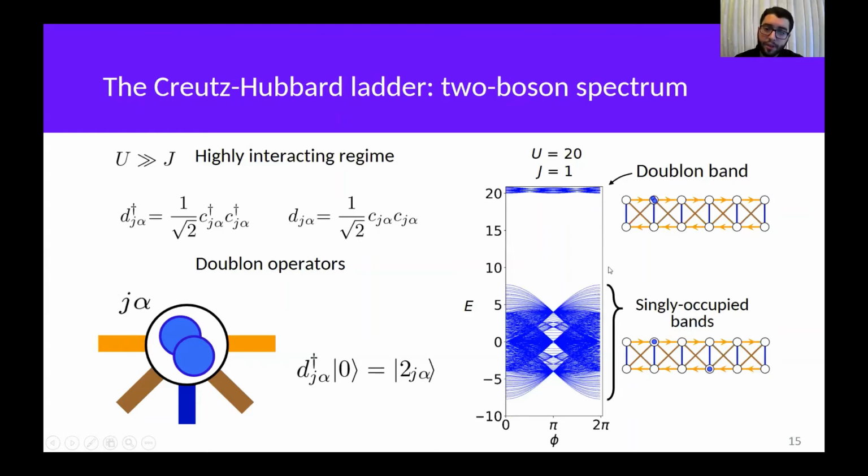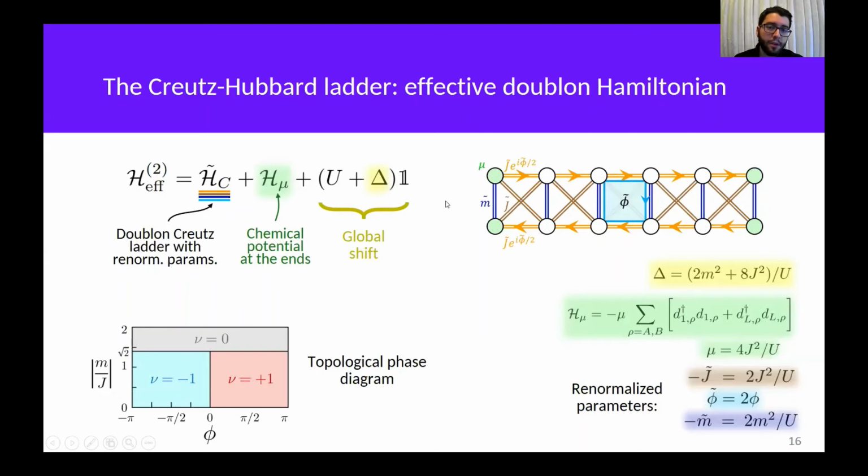And in real systems, of course, there will eventually be dispersive processes that will make the doublon collapse. But doublons have been observed and have a certain lifetime. So during that lifetime, this holds. And using what is called the Schrieffer-Wolff transformation, we have obtained an effective doublon Hamiltonian for that subspace. And we have obtained that the Hamiltonian is just a Creutz ladder Hamiltonian with renormalized parameters, which are these ones here, a chemical potential at the ends of the ladders, and a global shift.